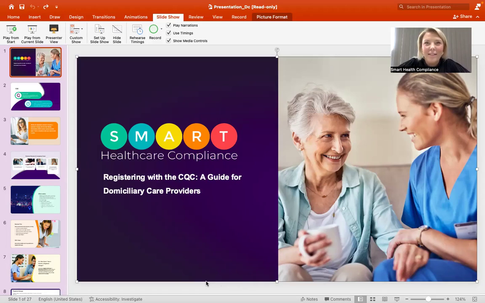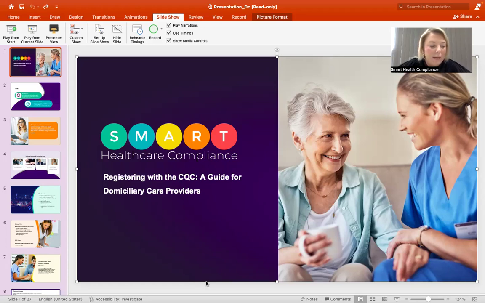Hi everyone. So today we'll be discussing the process of registering with the CQC for domiciliary care providers. The guide will cover everything that you need to know, all of the steps to ensure that you're compliant and also meeting all the regulations.